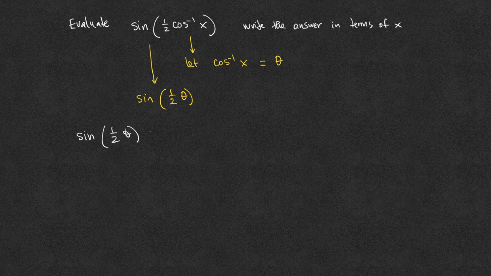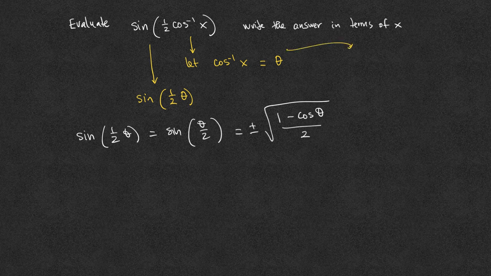Sine of 1/2 theta is the same as sine of theta over 2, and we know that this is plus or minus the square root of 1 minus cosine of theta over 2. Before we move on, we should take care of the plus or minus so that we don't have to keep rewriting it. We know that because of cosine inverse, the angle theta has to be between 0 and pi, because that is where cosine inverse is defined.